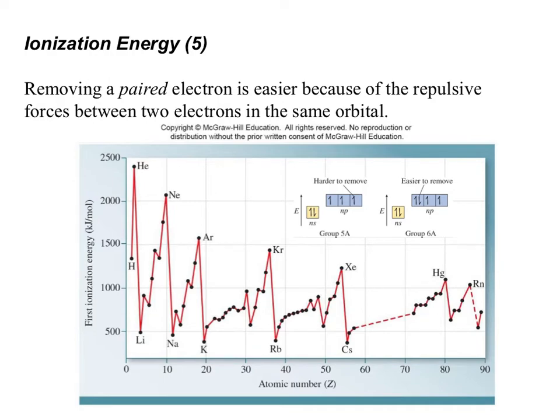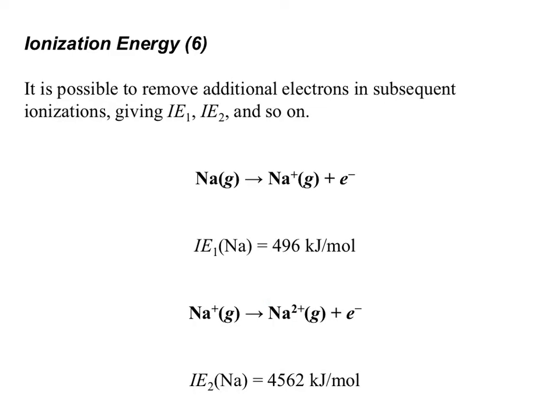This is why we see a dip between group 5 and 6, where group 5 is higher in energy than group 6, because group 5 has a half full set of p orbitals, whilst group 6 has an extra paired electron in the p orbitals, which therefore is easy to remove. Lower energy for ionization.